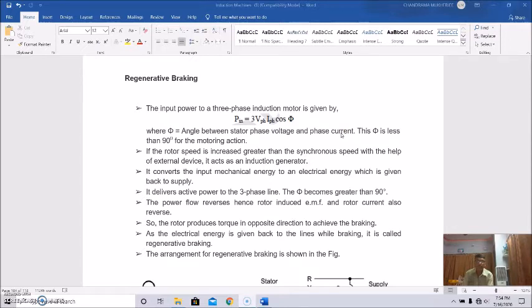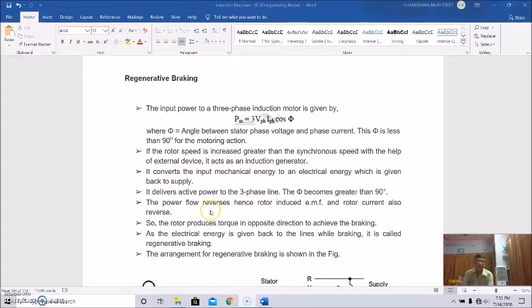Now, if the rotor speed is increased greater than the synchronous speed with the help of an external device, it acts as an induction generator, and it converts the input mechanical energy to electrical energy, which is given back to the supply. So it delivers active power to the three-phase line, and phi becomes greater than 90 degrees.